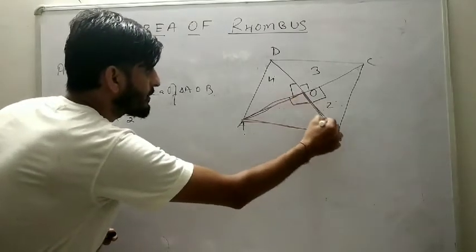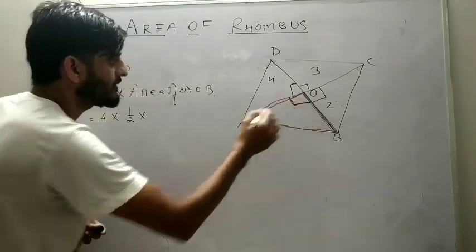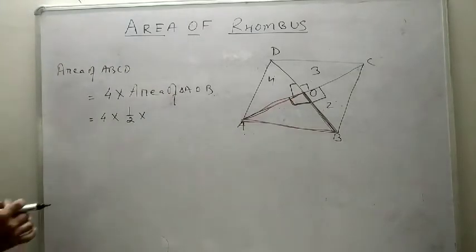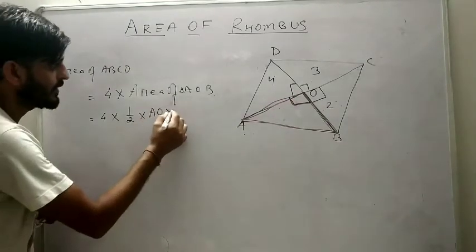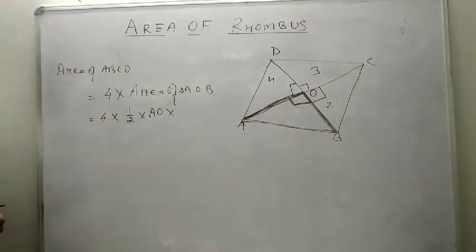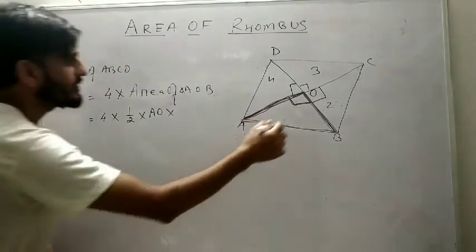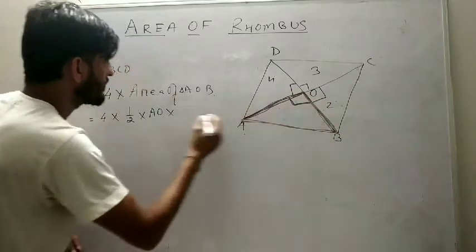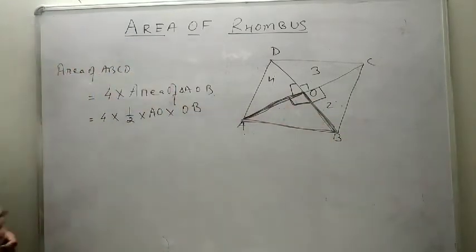So it is the perpendicular, it is the 90 degrees. So what is the base? The base will be our AO. This is the base, and half into base into altitude. What is the altitude? Altitude means it is the perpendicular. So this altitude means OB.